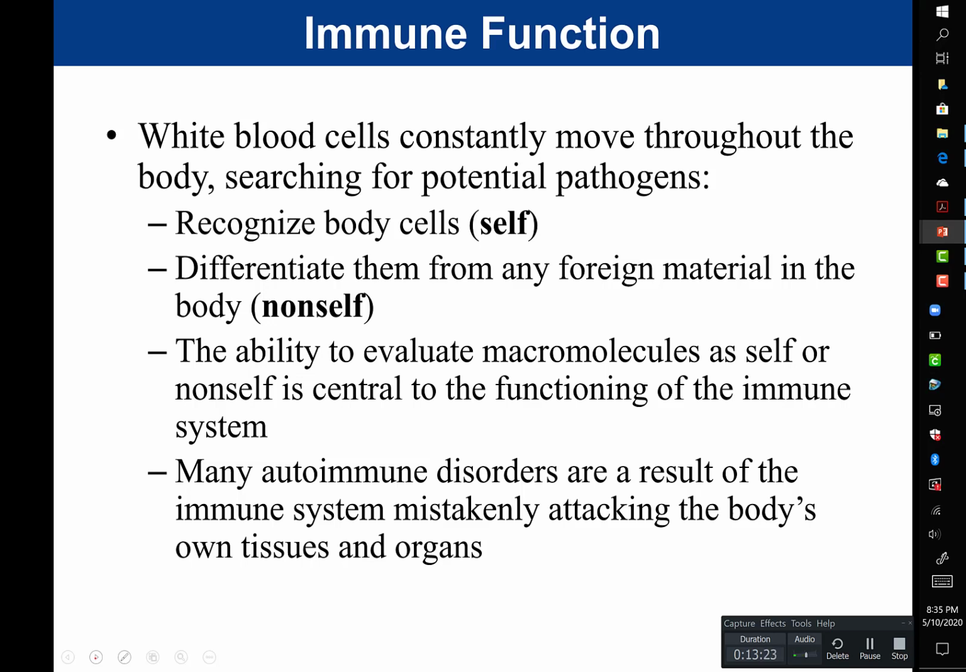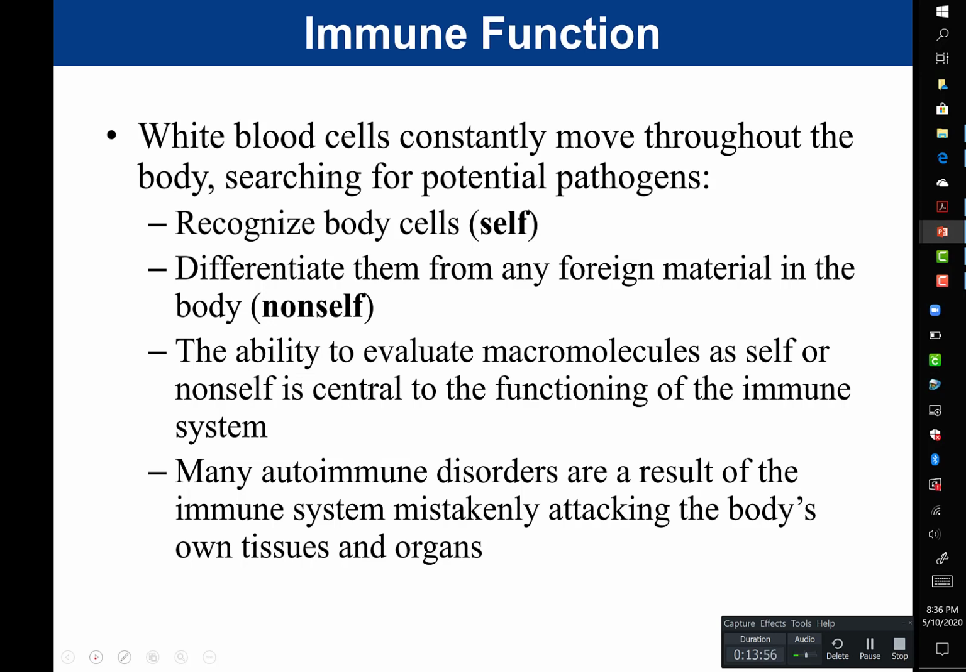So white blood cells constantly move throughout the body searching for potential pathogens. And again, the white blood cells need to recognize body cells as being self so that they don't start attacking the body's own immune system. The white blood cells will differentiate them from any foreign material in the body. So again, being able to distinguish that certain cells in the body are non-self, right? So that the pathogen is recognized as being foreign.